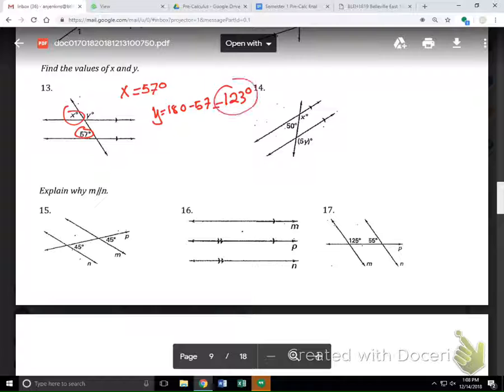Did we just do this one? Nope. Okay. Our next one over here, we have another relationship. But we see here, what is this? These are linear pairs. So 180 minus 50, which gives us 130 degrees. And so we see that this is 130.